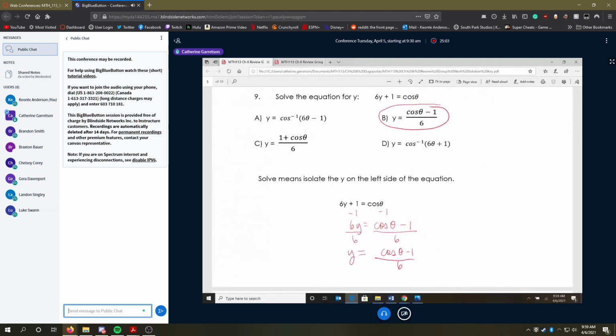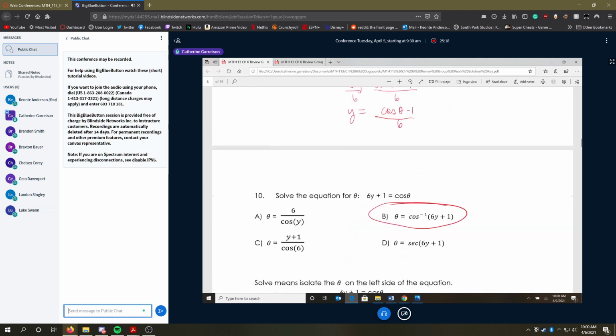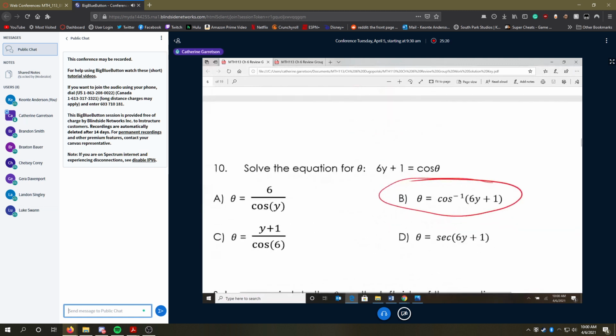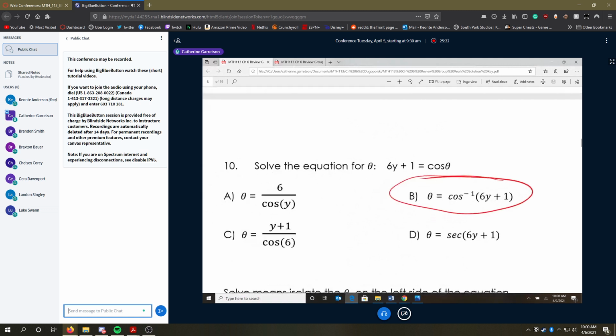Any questions on that one? We didn't do one like that in class, but in reality, it's really like what we have done all along. This just had a cosine there. Now the other way is when it says solve for theta. This time, it means I'm going to get theta by itself.